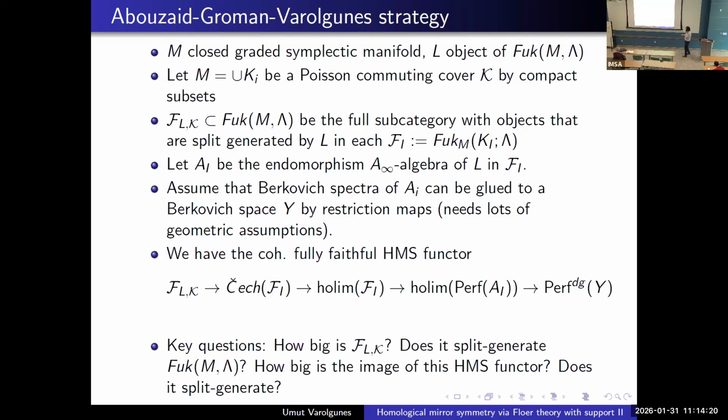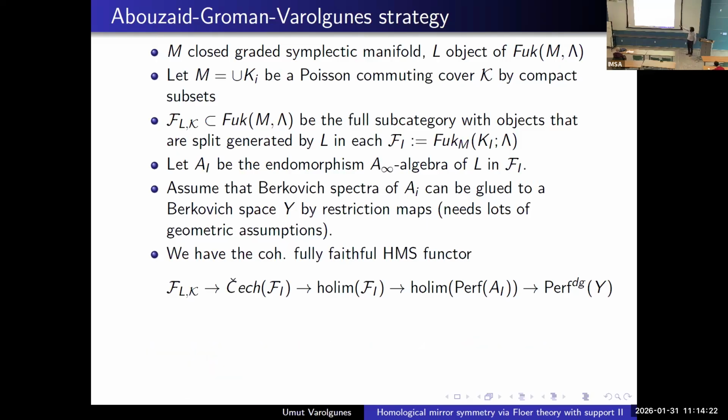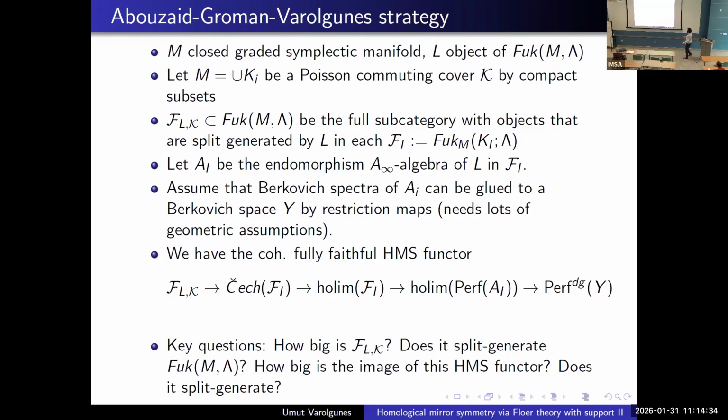So now I have obtained an HMS functor that's cohomologically fully faithful from that subcategory to the perfect complexes over what's supposed to be the mirror. But now there are some questions you should ask: how big is this category, this FLK? How big is the subcategory of Lagrangians that are locally generated? Hopefully they split generate. The statement you're hoping for is that if you choose your cover sufficiently small in the SYZ case, it will split generate.